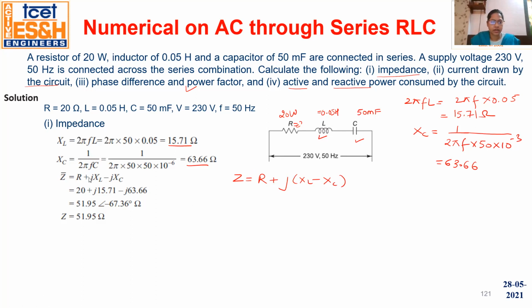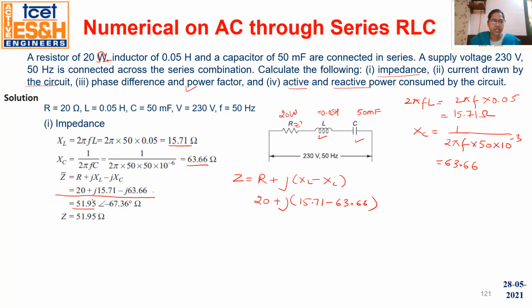Here, the 20, okay. This is the ohm, not watt. So it is mistakenly written right here. This is ohm. So R is equal to 20 plus J, XL is 15.71 minus XC is 63.66. So this is the value which we write here. When you solve this, you will get this.